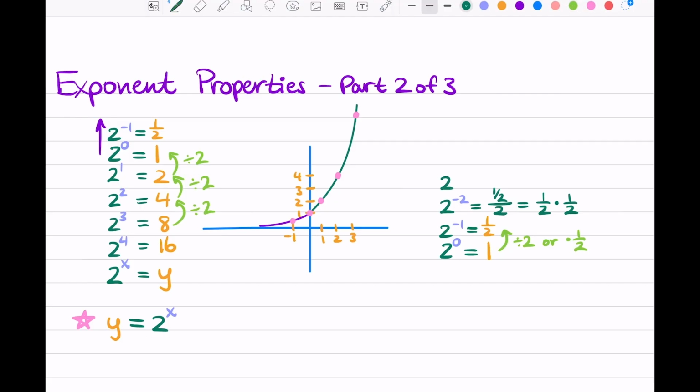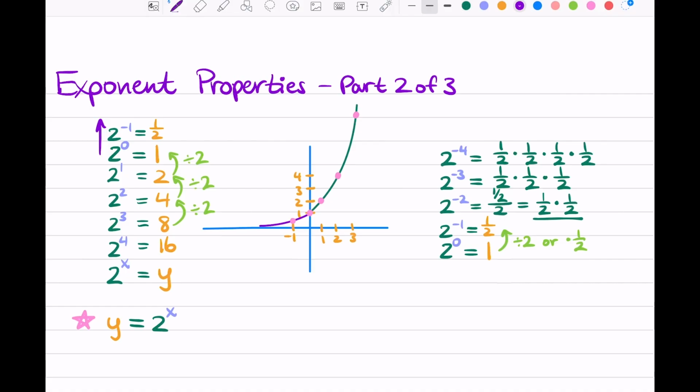So 2 to the negative third would be our previous answer times 1/2. So this is our previous answer. And we multiply that by 1/2. So 2 to the negative 3 means we're multiplying 1/2 3 times. And continuing the pattern with 2 to the negative 4th, we get our previous answer times 1/2.